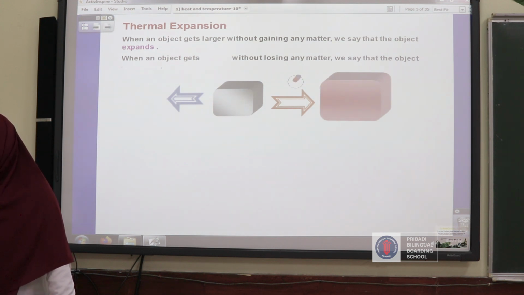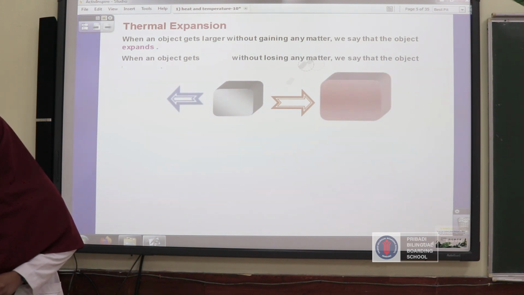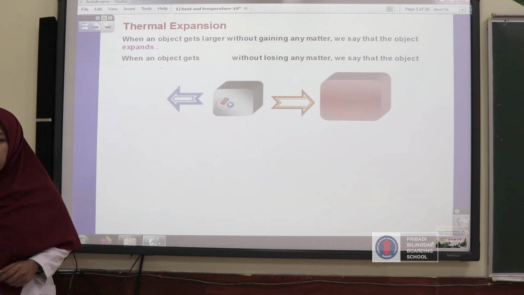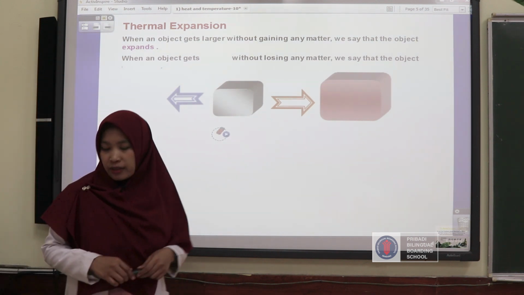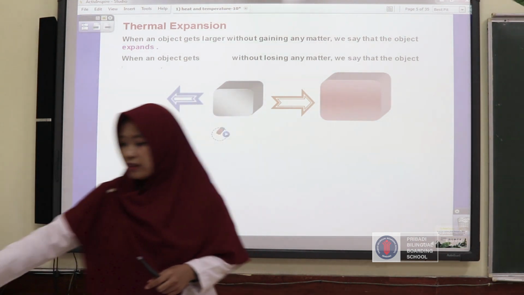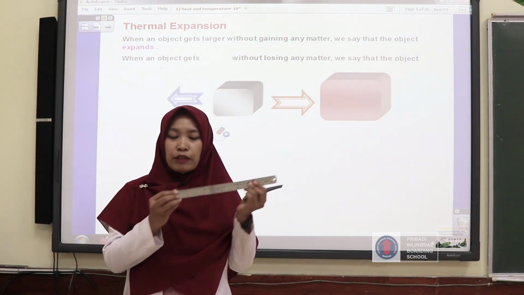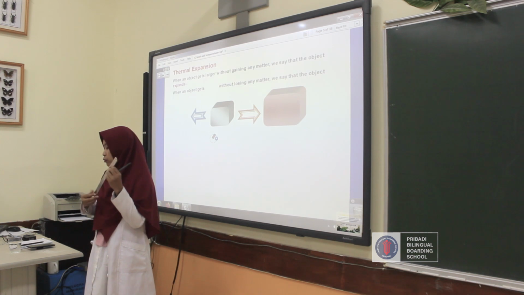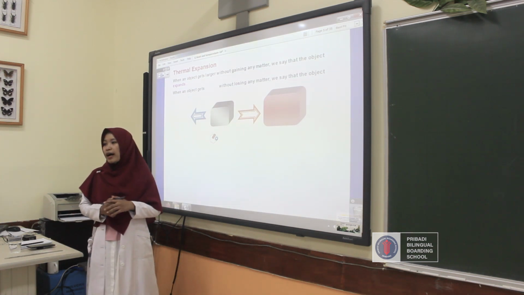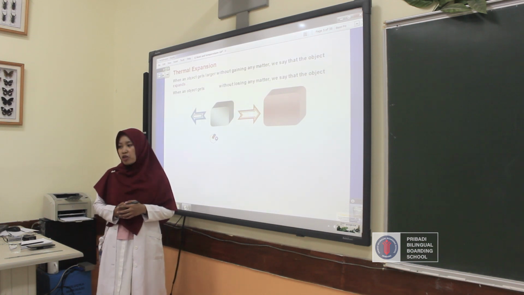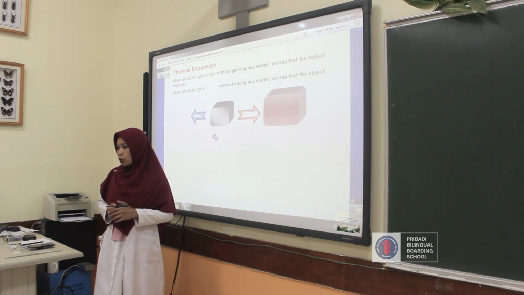Why will the object expand? Because the movement of particles in the object gets faster, it will take more size. For a one-dimension object, it will gain more length. It will expand in one dimension. For a two-dimension object, it will gain more area. For a three-dimension object, it will gain more volume.